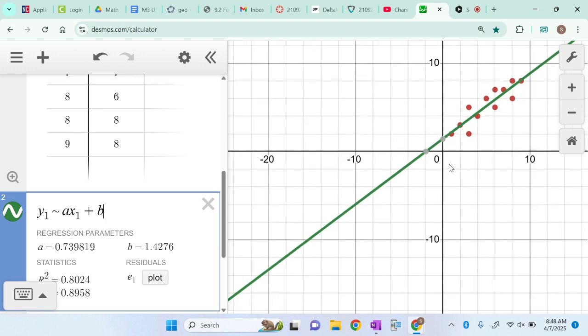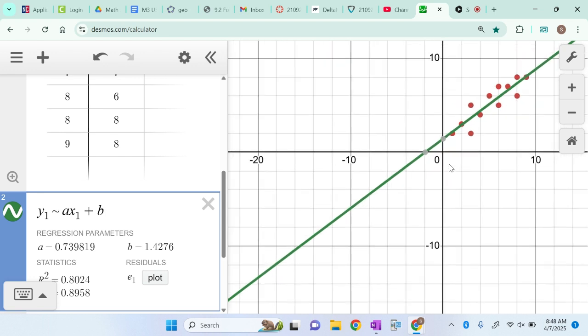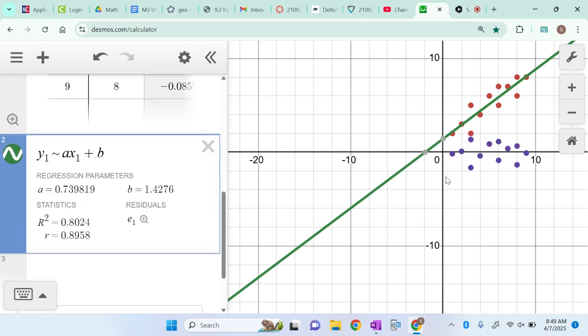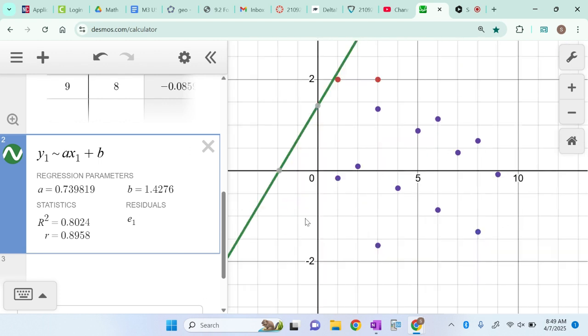Now, once you get the regression, it's very, very easy to get the residuals. Do you see right here in our regression stats how it says residuals right here and then a button below it that says plot? Do you guys see that? If you click it, this right here is your residual. So the purple dots right here, those are your residuals. And judging by it, it's pretty close to all of it, so it would be a fairly tight fit.